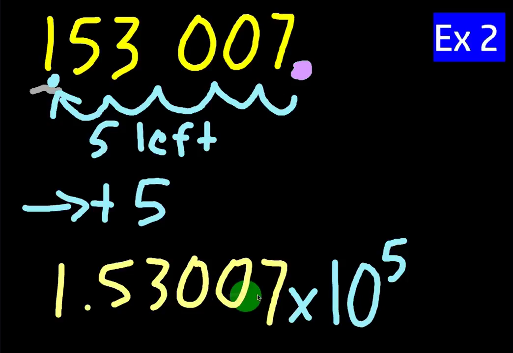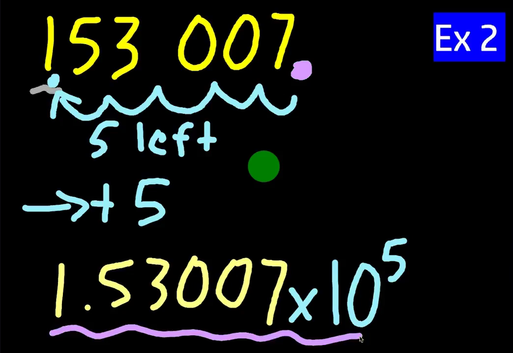This is why we go the opposite way, because we're converting the other way, right? We're not going from scientific to decimal, we're going backwards. If we were to convert it back, we would take this decimal and move it 5 to the right. So that's the reason. That's it for example 2. This is our final answer, and if you have any other questions about this example, let me know.